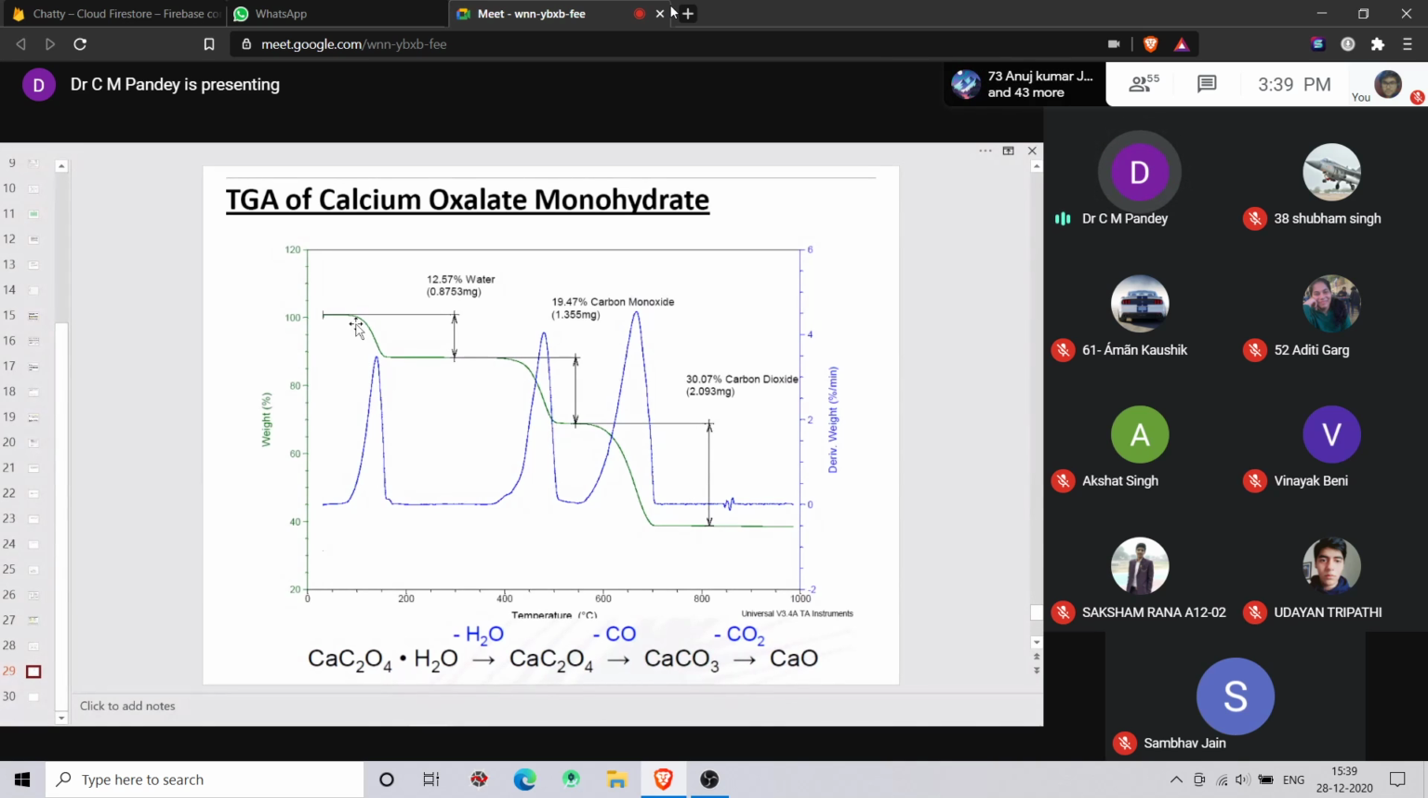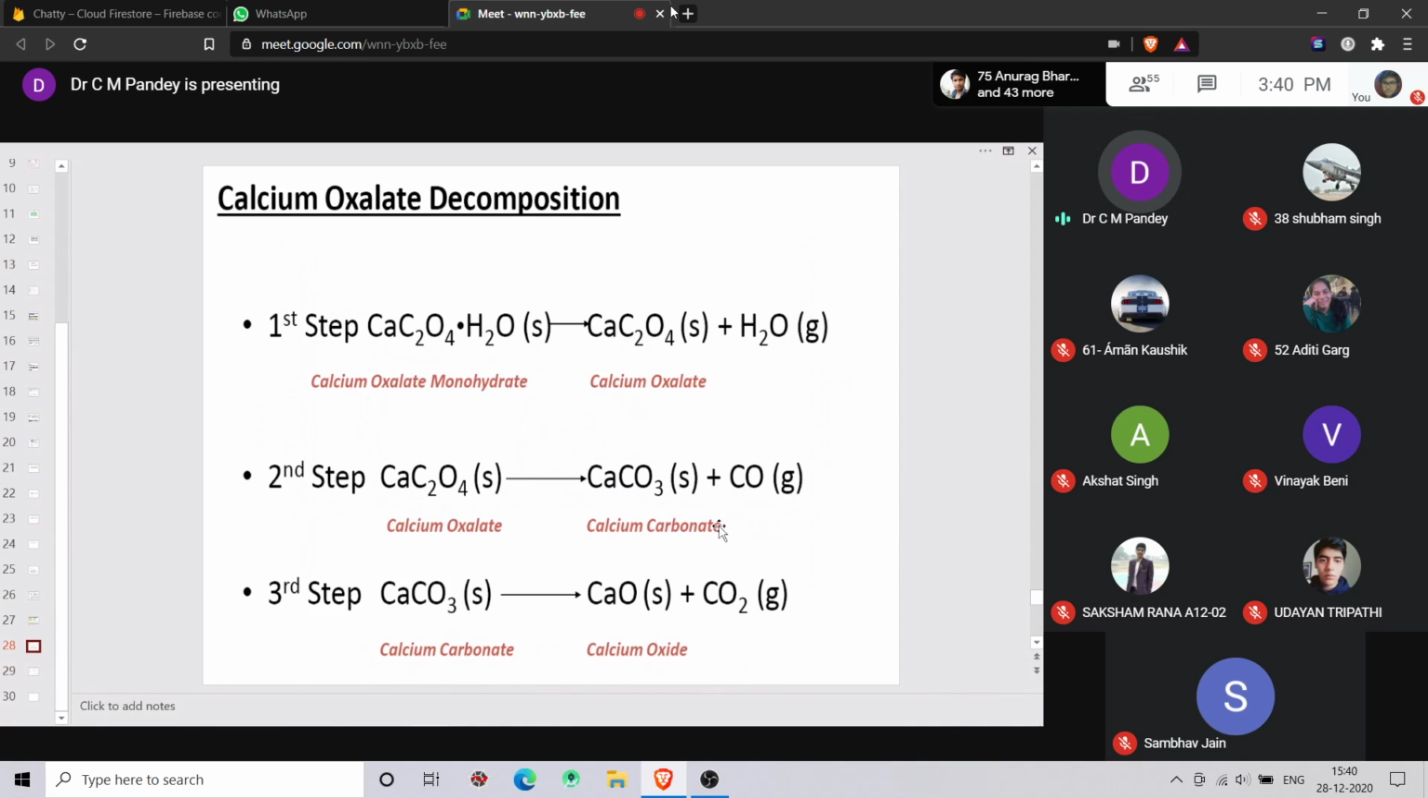So this is the TGA curve for the decomposition of calcium oxalate. In the first step, the calcium oxalate monohydrate is converted to calcium oxalate. In the second step, the calcium oxalate is converted to calcium carbonate, while in the third stage, the calcium carbonate is converted into calcium oxide.